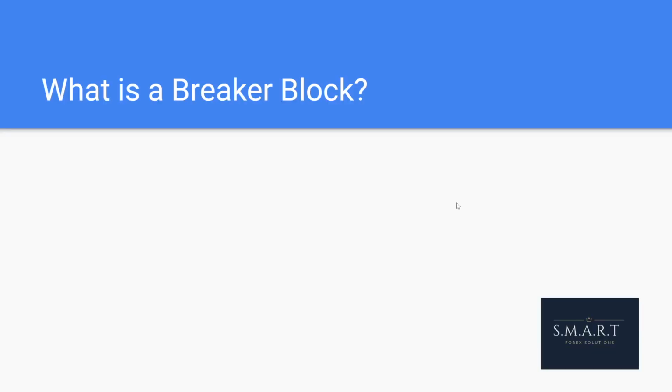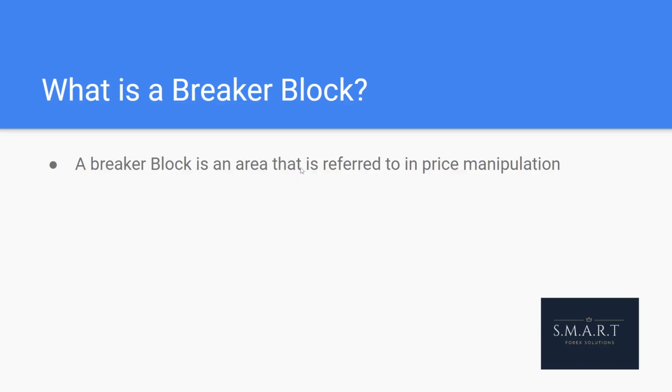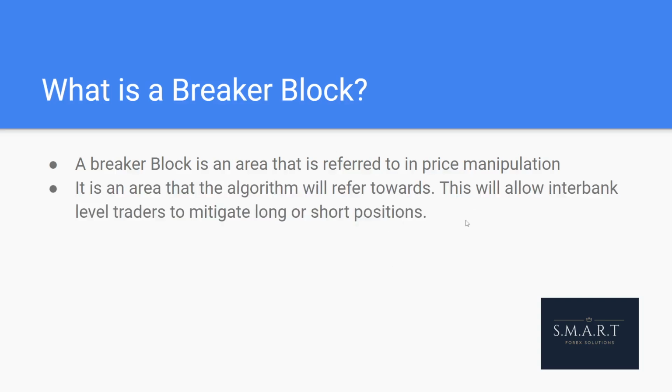Welcome to another lesson, and today we're going to talk about the breaker block and what it entails and how we can take advantage of breaker blocks when we see them. So what is a breaker block? A breaker block is an area that is referred to in price manipulation. So if you see price pushing in a certain way, you may be able to identify a breaker block there. It is an area that the algorithm will refer towards. This will allow interbank level traders to mitigate long or short positions. Buy and sell orders are placed at these levels.